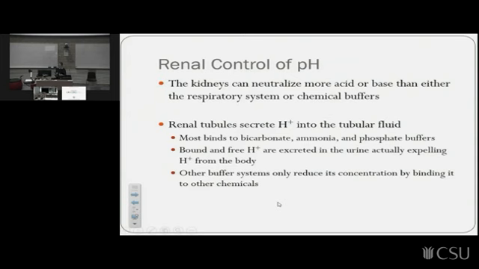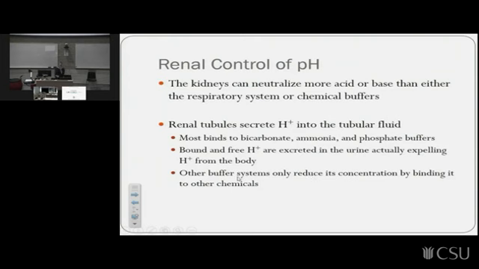so those buffering systems, where bound and free hydrogens are excreted in the urine, actually expel hydrogen from the body. So we're reducing the amount of hydrogen ions we have in the body by expelling it in urine, which occurs a lot more than it would in the respiratory system or via chemical buffering. Other buffer systems only reduce its concentration by binding it to other chemicals.